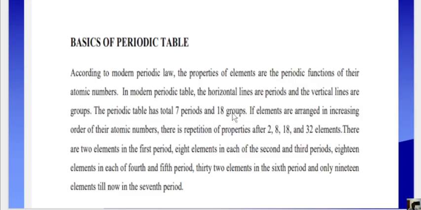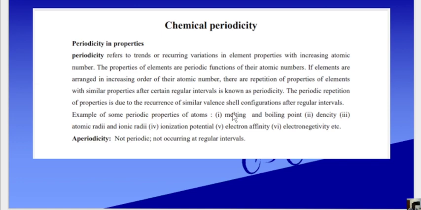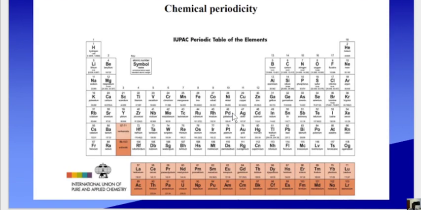So, what then is periodicity? Periodicity simply refers to the trend or recurring variations in elements' properties with increasing atomic number. So once you are looking at the trends occurring in a periodic table, basically that is what describes periodicity. Before we go further with the study, let's just highlight some things about the periodic table.